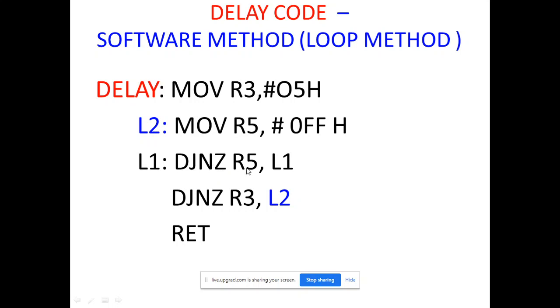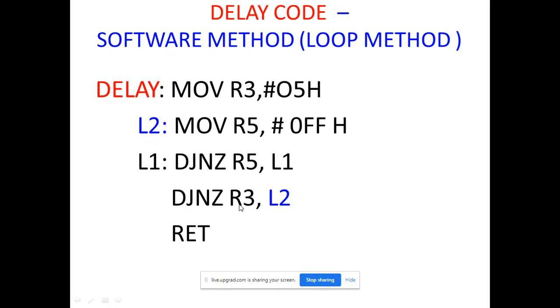Suppose its initial value is FF, then it becomes FE, FD, FC, like that. It is continuously decremented one by one. It remains within this loop only, because of DJNZ: if not 0, jump to this label, and this label is on the same line. That's why your controller will execute this instruction how many times? FF times, that is 256 times. Once the 256 is over, at that time it comes out of that loop. After 256 times it becomes 0 and it comes out of that loop.